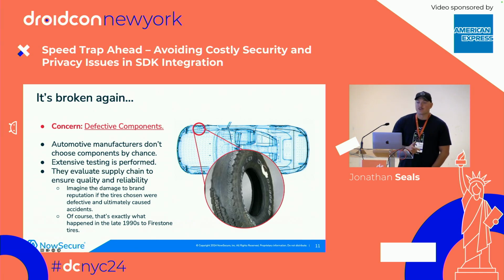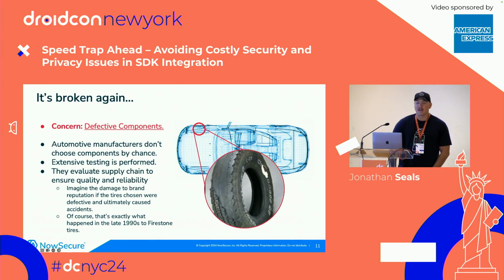Automotive manufacturers don't choose components by chance. They choose things that have been tried and tested, battle ready. Hey, this SDK, this library has worked in hundreds of apps before. Let's use it. It makes my job easier, makes your job easier. It fills up 50% of the app. So we go and use this, but if you don't do it right, you're going to have issues.